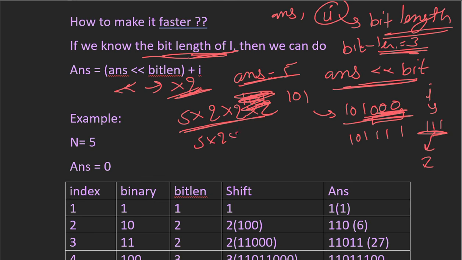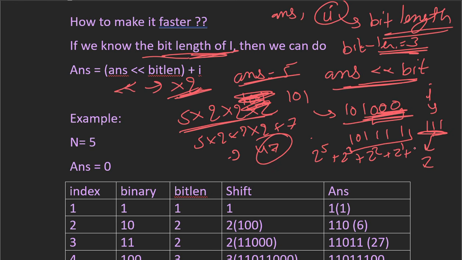So 5 into 2 into 2 into 2 plus 7 is what? 5 to 10, 20, 40. It will be 47, right? So if you see the value of this also, positions 0, 1, 2, 3, 4, 5: 2 power 5 plus 2 power 3 plus 2 power 2 plus 2 power 1 plus 2 power 0. So it is 32 plus 8 plus 4 plus 2 plus 1. 40, 44, 46, 47. So if you notice, both the numbers are equal.